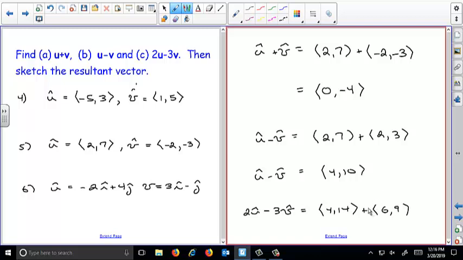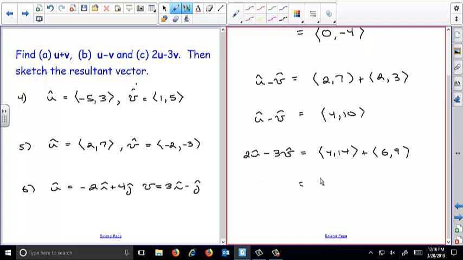So this is negative 3v. So I'm adding negative 3v. Okay. And then I add the terms together. So I get 10 comma 23. So that's 2u minus 3v. So let's plot those.